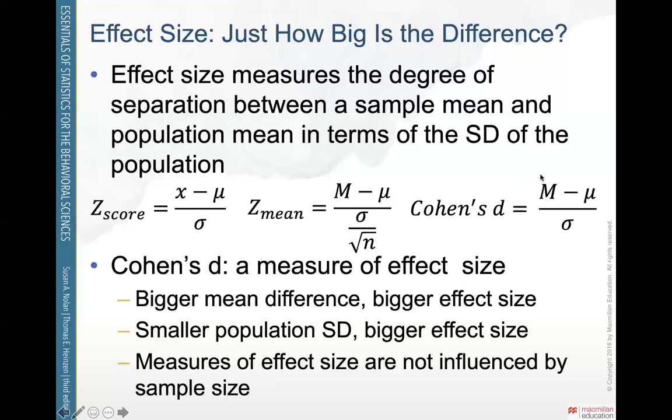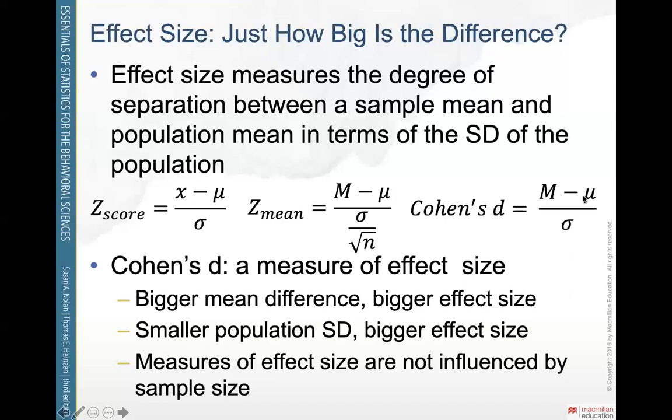Up here in the numerator is the sample mean and the population mean. The further apart these two numbers get, the bigger the numerator, the bigger this top part of the Cohen's d equation is going to be. And as the numerator gets bigger, that causes the number that you get when you calculate Cohen's d to get bigger as well. As the numerator increases, Cohen's d increases.